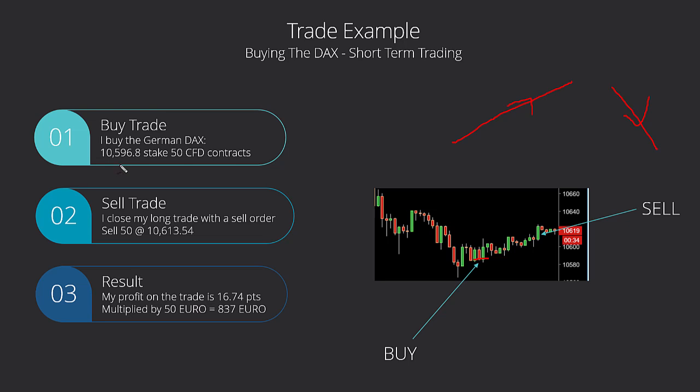In this case, we get filled at 10,596.8, and we decide to take a stake of 50 CFD contracts. So what is that telling us? It's basically saying for every point move up in the Dax, we're going to make 50 euros. And don't forget, it's in the currency of the underlying we're trading. If it was the Dow, it'd be dollars. If it's the FTSE, it would be pounds. But we're trading Dax, so we're in euros.